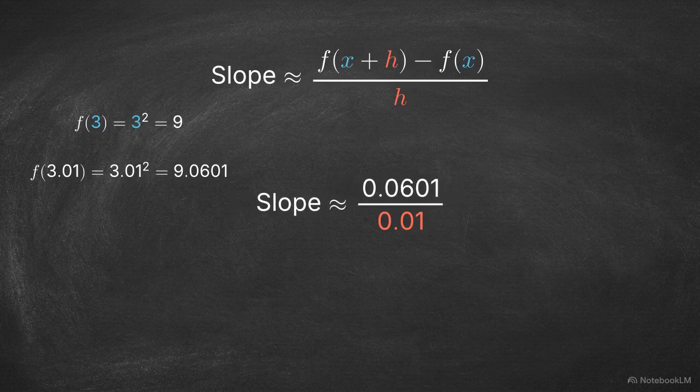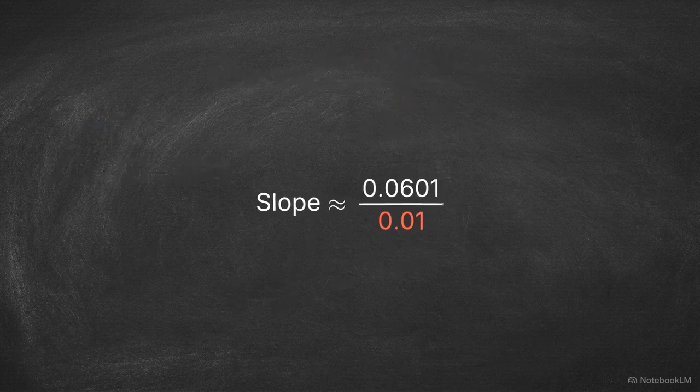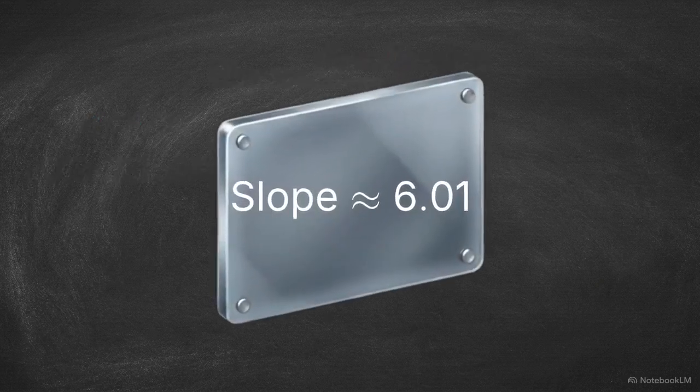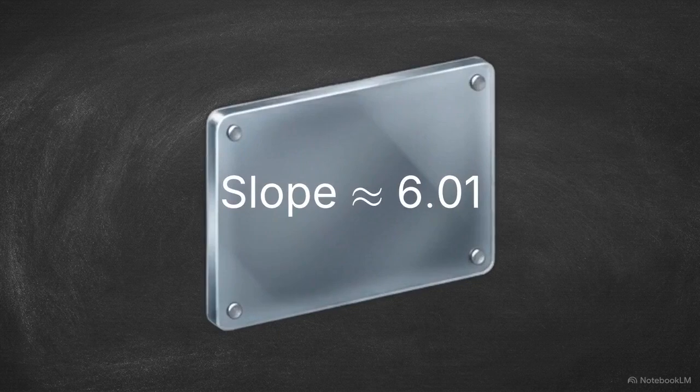We take our nudged output, subtract our baseline output of 9, and divide that difference by our tiny step size. When we subtract 9 from 9.0601, we get 0.0601. Divide that by 0.01, and we get a final slope of 6.01.